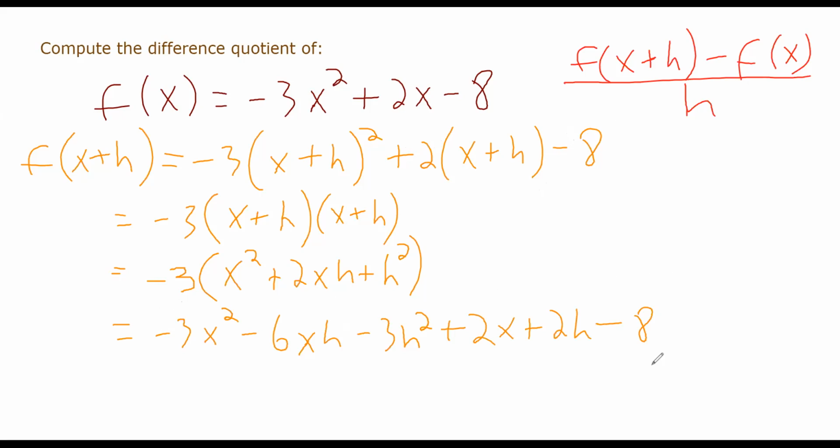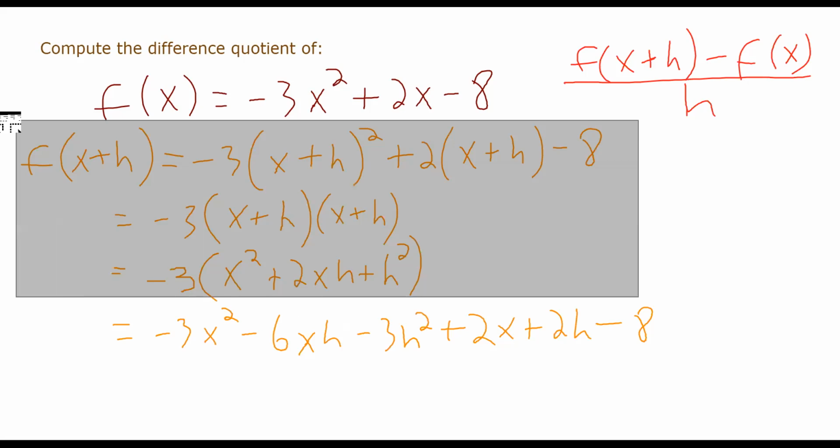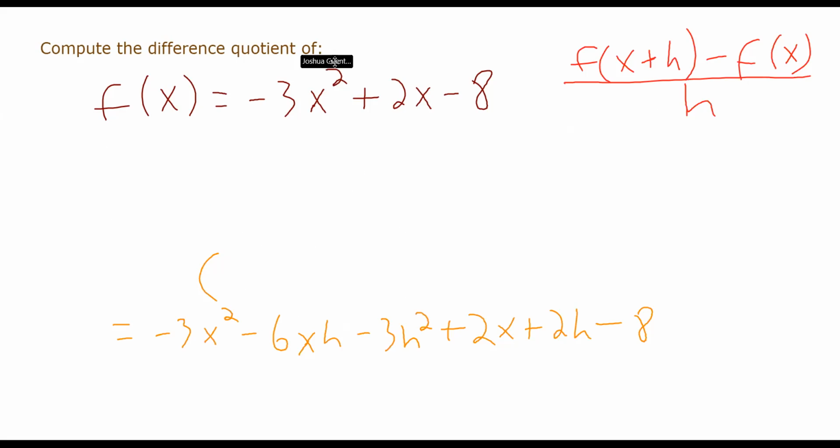So while it looks complicated, we didn't do anything, I think, that was too out of bounds. We've done the first part of this process, which is to find f of x plus h. And it turns out to be this whole thing. So that's step one. And now because I'm out of space, I'm going to need to erase. Our next step, we're going to do the entire numerator, f of x plus h minus f of x.